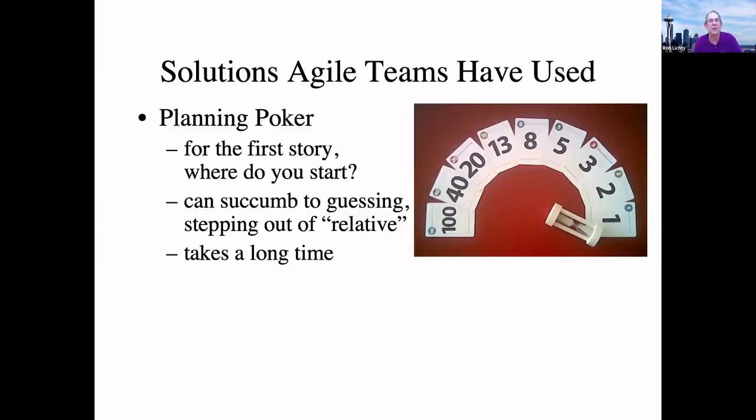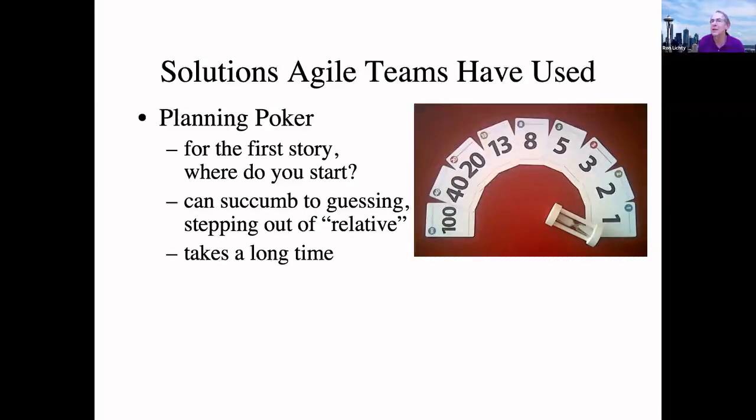The problem with planning poker is, one, for the first story, where do you start? There is no such thing as an 8 or a 5 or a 3. It's just an arbitrary number, and we're trying to plug an arbitrary number onto a story, and we don't know what the span of work is yet. Secondly, it can succumb to guessing and stepping out of relative. I see teams all the time, and it's like they're holding an envelope up to their forehead and guessing what's inside. I see teams say, oh, I think that's a 5. Nah, I think that's an 8. It's like there's no such thing as a 5 or an 8.